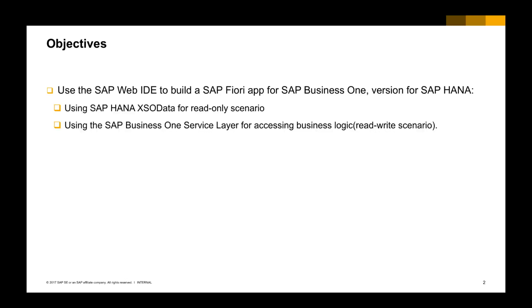as the backend data service. For the read-only scenario, for example, you can create a web BP Explorer to explore all of your business partners. And secondly, you can create a Fiori app using the service layer to access the business logic for the read and write transaction, read and write scenario. For example, a Fiori app to create a sales order, to check in a sales order, to cancel a sales order.